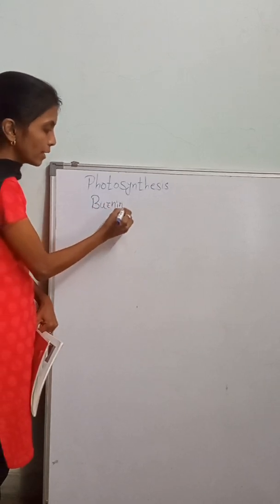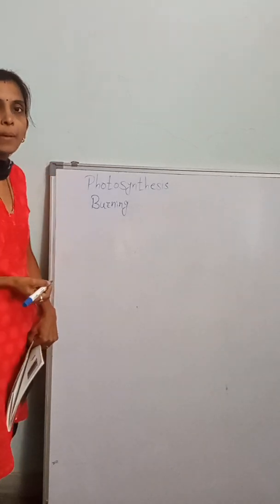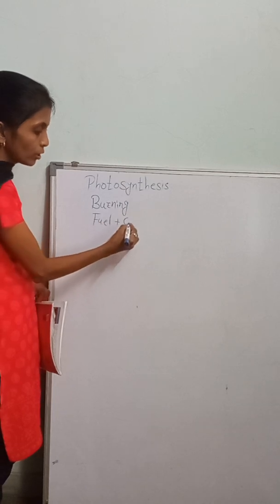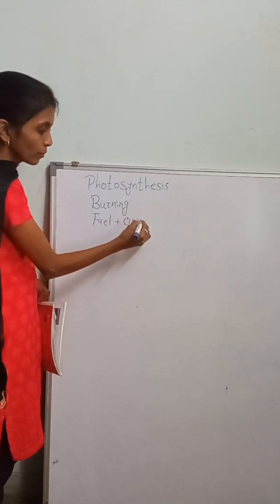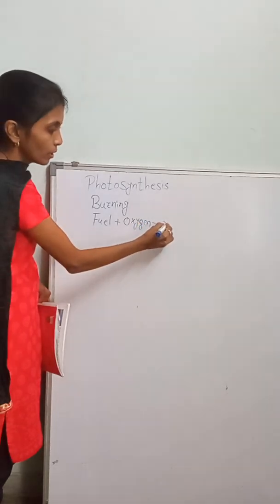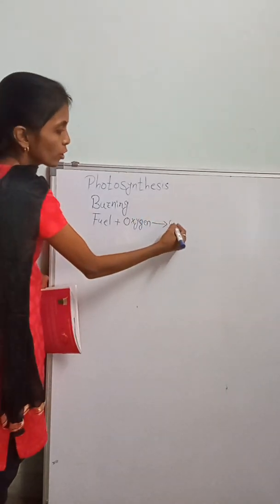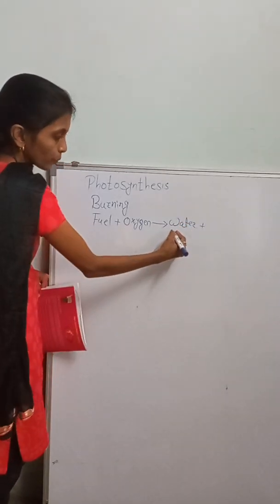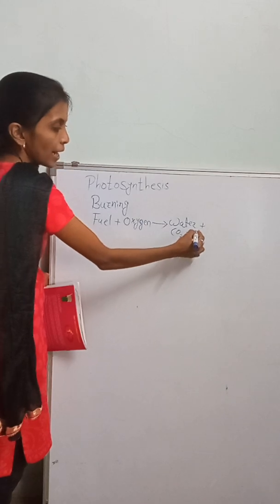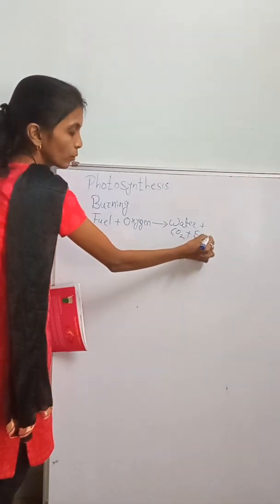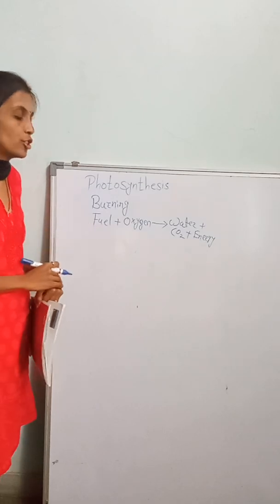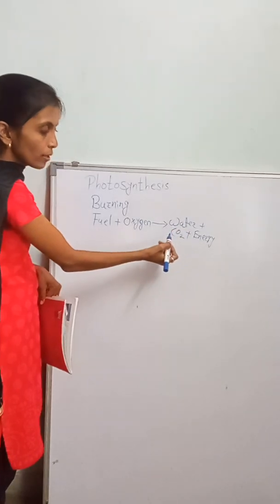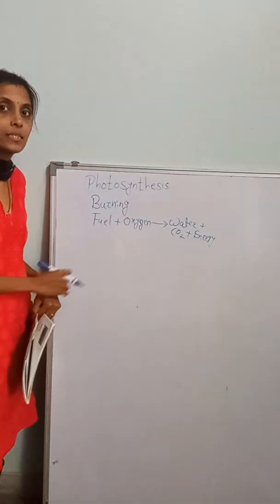we studied that when any fuel is combined with oxygen, it releases water, plus carbon dioxide and energy. So in the burning process, water vapor and carbon dioxide are released. These are waste products.